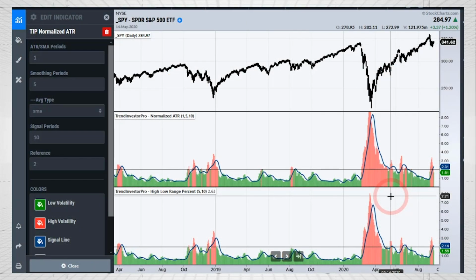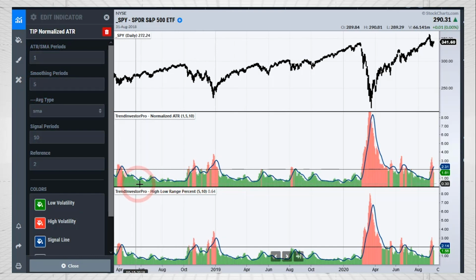So here is SPY with my preferred settings for these two indicators. First, for normalized ATR, I just put it at 1. So that's ATR divided by the close, a one-day SMA. I smooth it with a 5-period moving average.